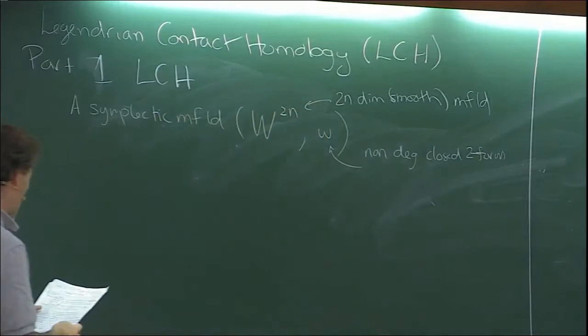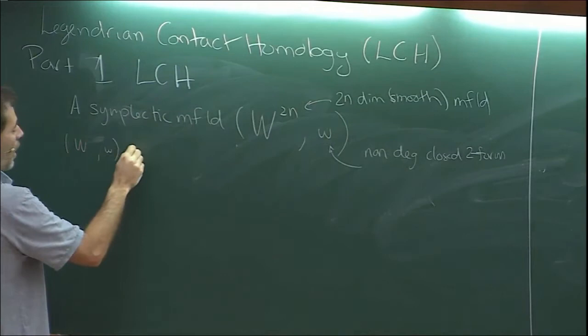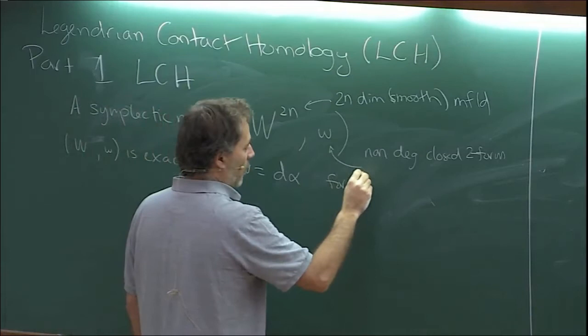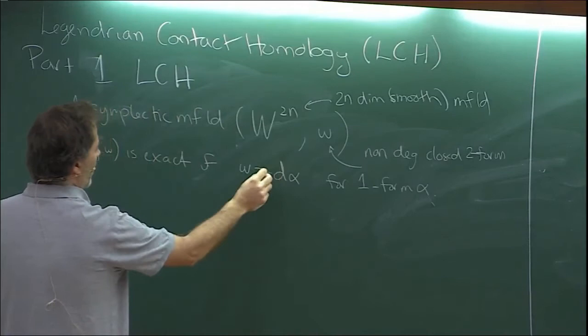And we say that it's exact if the 2 form is exact. So if I can write it as omega is equal to d alpha for some one form alpha. Actually, maybe it's normally written this way. I don't know. Anyway.